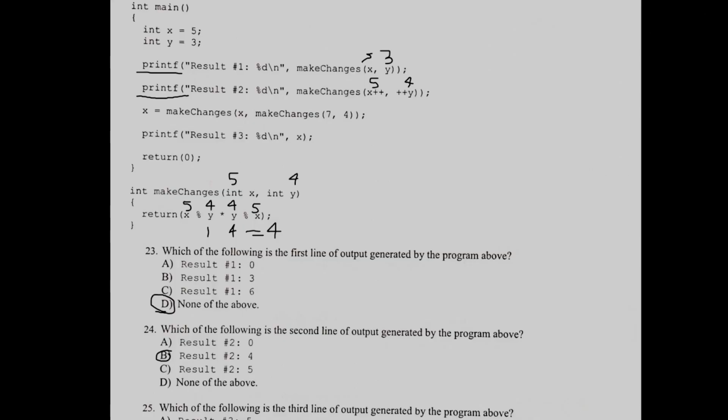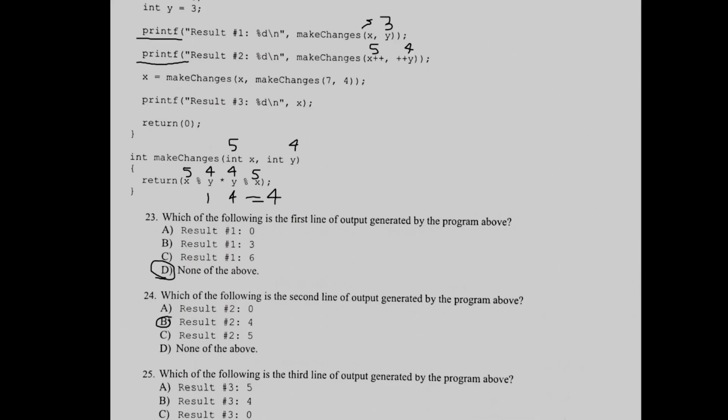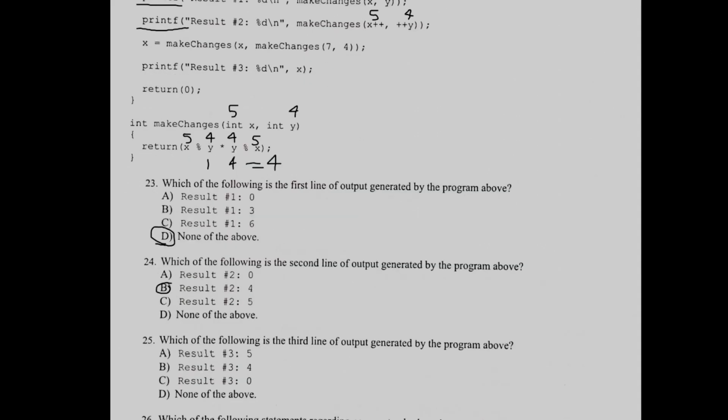Now 25 is going to be very similar, just asking us what is the output of the third line, in which case we're going to be setting x to the result or the return of inputting x and make changes 7, 4. So this is a bit of recursion. So we'll actually have to run make changes twice. First with 7 and 4.